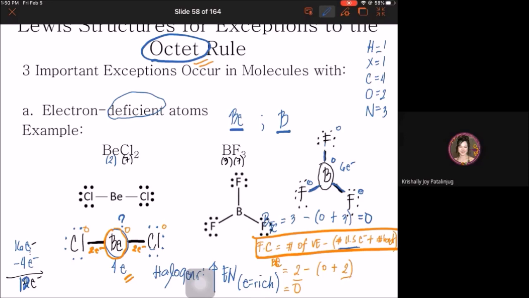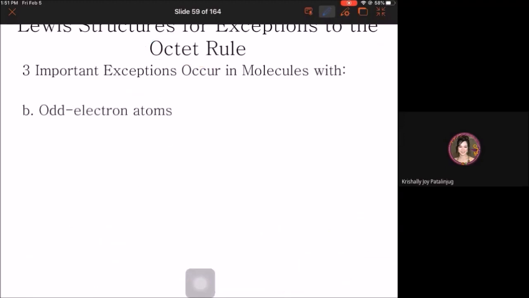Okay, kapag ang central atom, electron-deficient siya, exception siya to the octet rule. So, okay lang na yung Lewis structure niya, hindi niya na-attain yung octet. Sige. Okay, let's have the second exception to the octet.